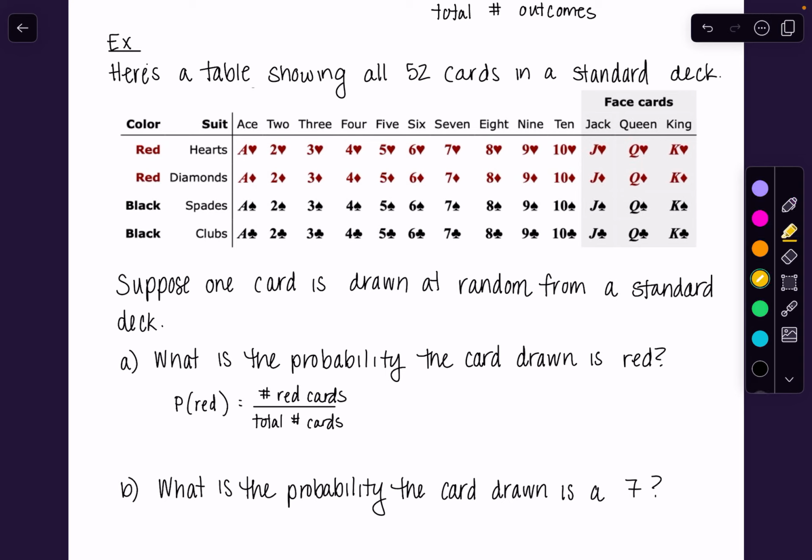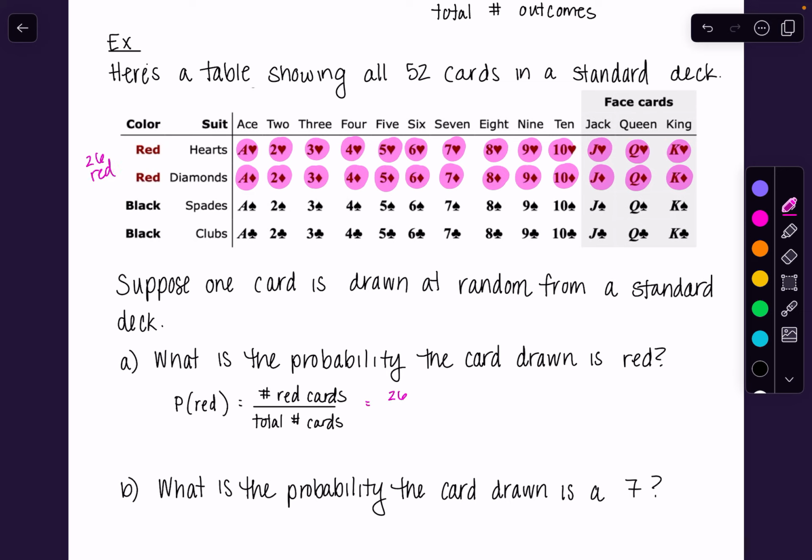So I could go and count each and every one of these. We have 1, 2, 3, 4, 5, 6, 7, 8, 9, 10, 11, 12, 13, 14, 15, 16, 17, 18, 19, 20, 21, 22, 23, 24, 25, 26 cards that are red. So our chance of getting a red card is really 26 out of 52 total cards, okay?